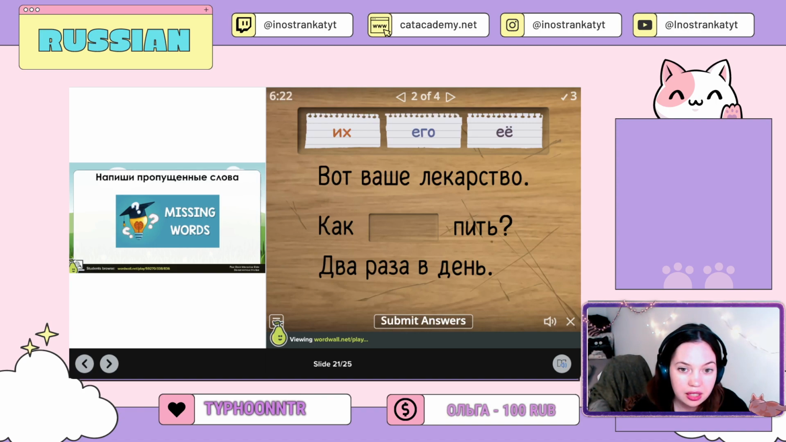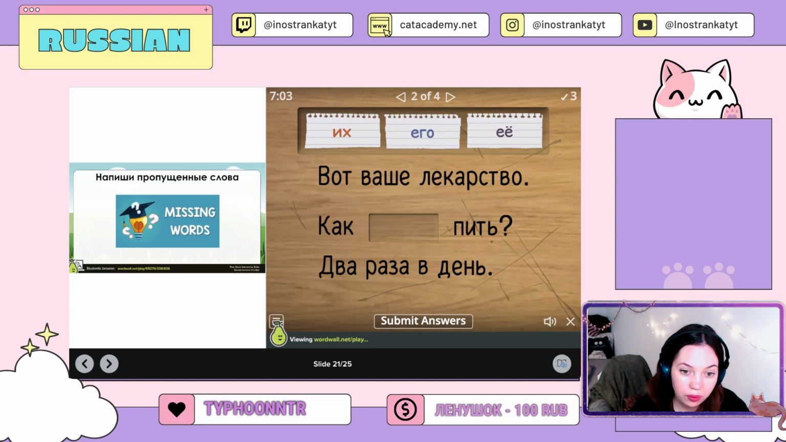So, лекарство. We need to figure out the gender: masculine, feminine, or neutral. It ends with the letter О, so it can't be masculine, it can't be feminine, it's supposed to be neutral gender, right? So ее is feminine gender, so we can't take it. We just forget about it. Их is plural, referring to они, or they, so no.